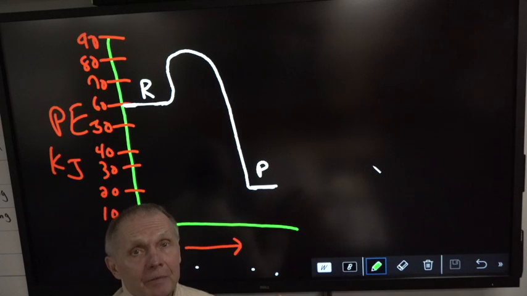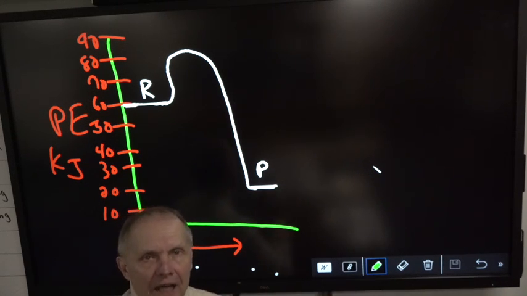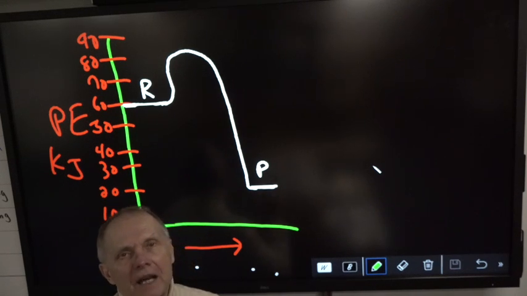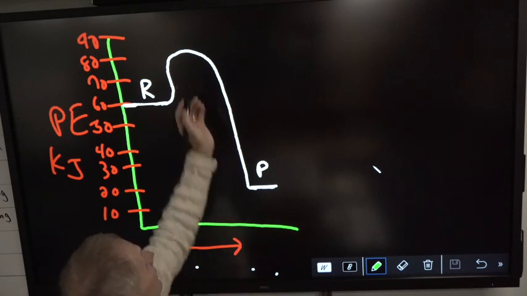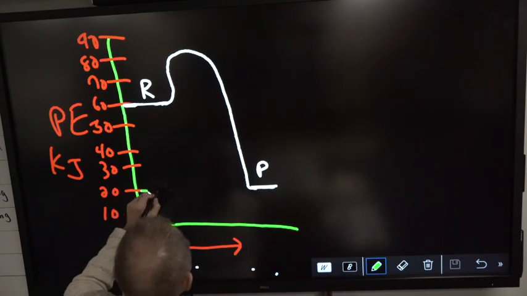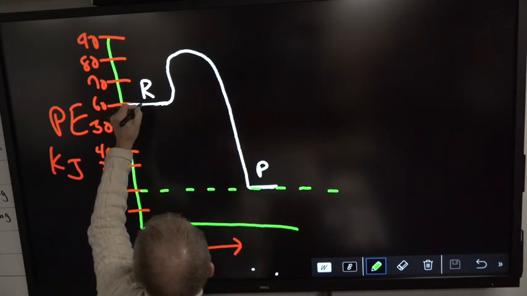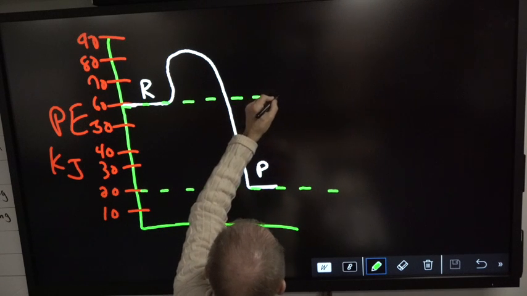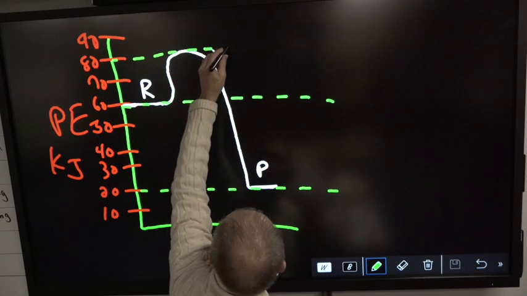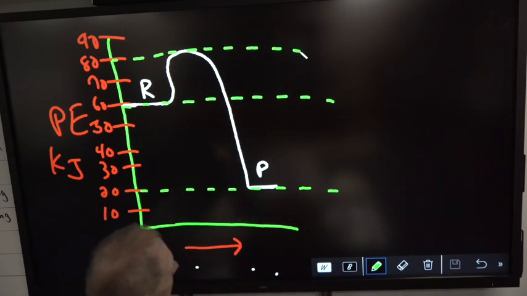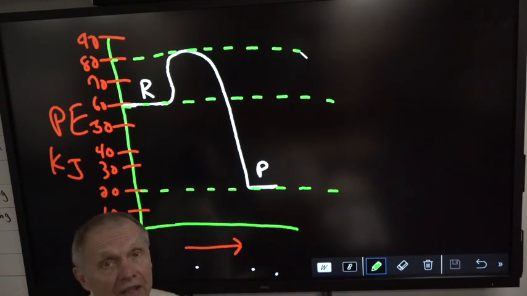Before we put line segments on this graph, I want to make some dotted lines. I want to make a dotted line where the reactants are, a dotted line where the products are, and a dotted line at the very top of this hill. So we're going to go like this. Now, we have the 3 dotted lines. Now we're going to put the line segments on.